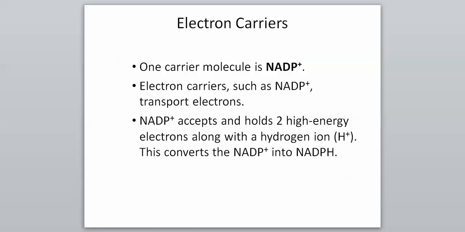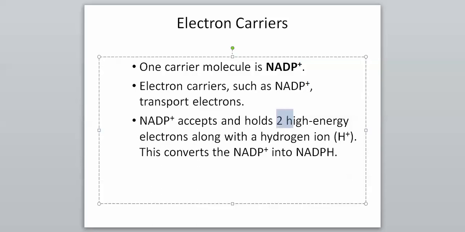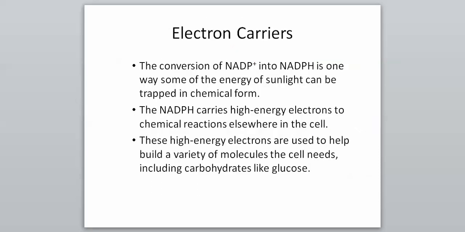NADP+ can only hold so many. It can hold 2 high-energy electrons along with a hydrogen ion, and that turns it from NADP+ to NADPH. It only has so much room. The chauffeur only has so much room inside its car, so it's only going to hold our 2 high-energy electrons plus a hydrogen ion, and this is going to change it a little bit. This conversion, when it occurs, is one way some of the energy of sunlight can be trapped in chemical form. When NADP+ grabs hold of the 2 electrons and the hydrogen ion and becomes NADPH, it traps chemical energy in a way that we can use it.